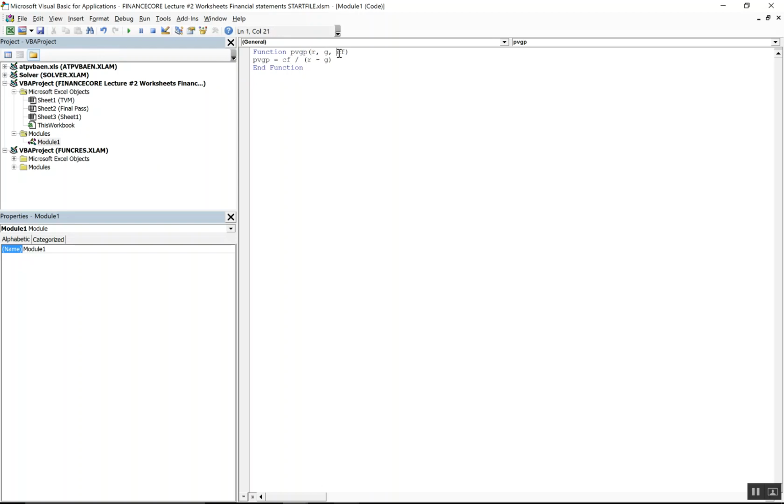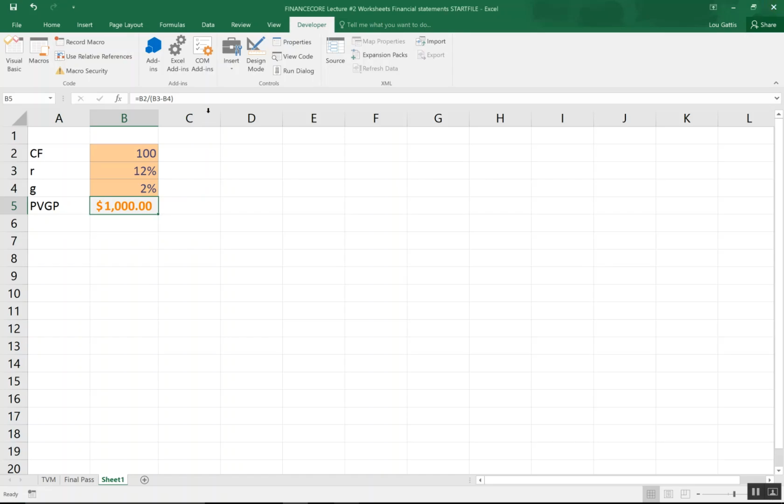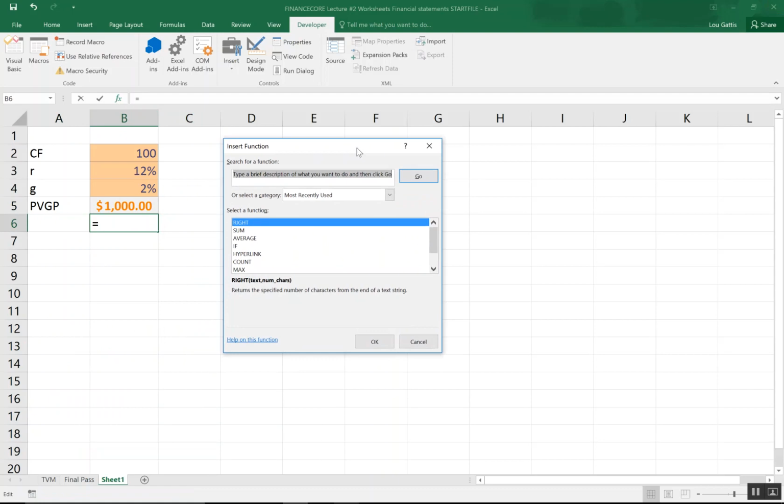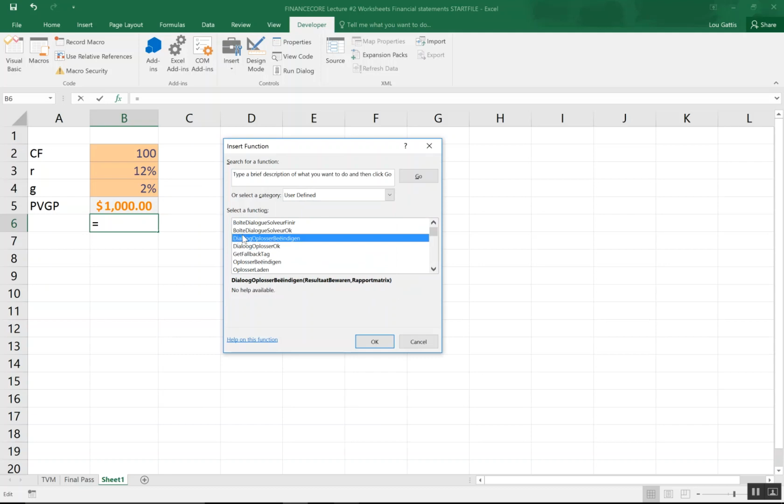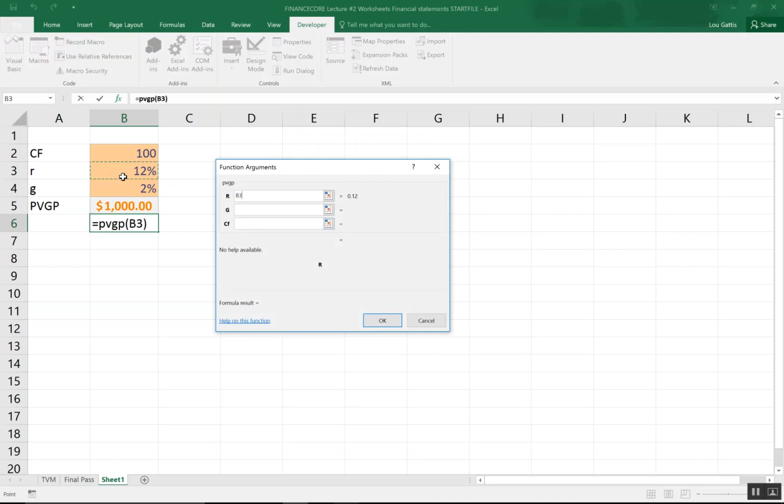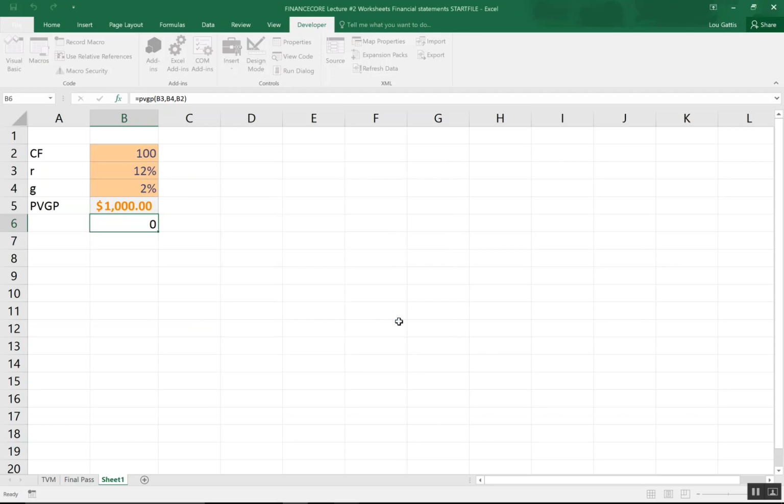So I've written my first function. PVGP with parameters R, G, and CF. PVGP is equal to cash flow over R minus G. End Function has already been inserted for me. I'm going to close that, and I can just put in the function right here. So I can click on this cell right here, click on my function wizard, insert function. I'm going to ask for user-defined functions. I'm going to then click down here and search for PVGP. There it is. There's my R, there's my G, and there's my cash flow, and there's my $100. So that is writing your first function.